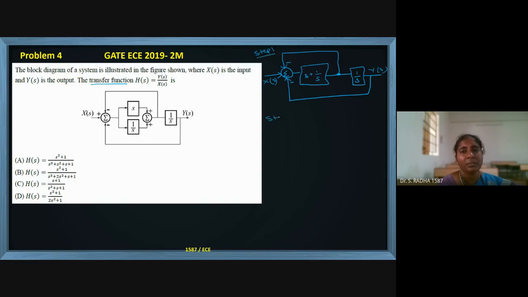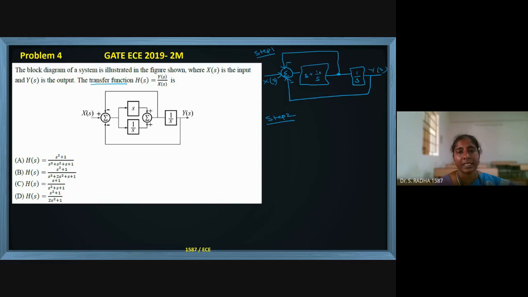Now, coming to step 2, what will I do? Negative feedback, the upper side. On the upper side, one negative feedback is there: G by 1 plus GH. Okay, G by 1 plus GH. So I will simplify it by the side and substitute in the diagram.